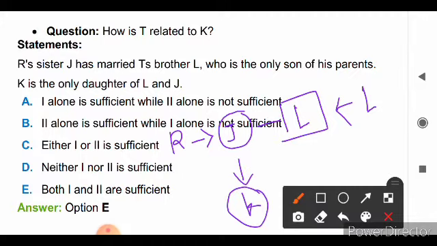So from statement 1 we know that L is T's brother and J's husband, since L is the only son of his parents, and T is L's sister. And from statement 2 we know that K is L's daughter. So from both statements 1 and 2 we conclude that T is K's aunt. So the answer of this question is both 1 and 2 are sufficient to answer the question.